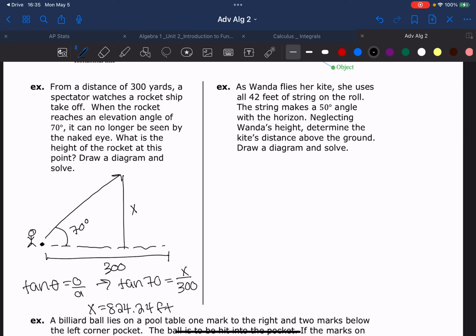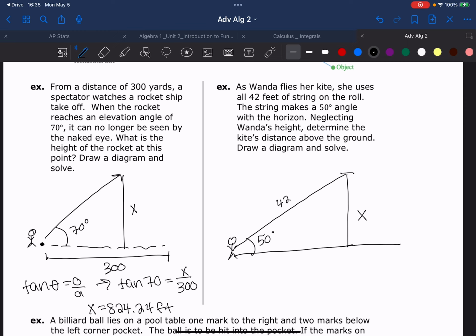Okay, so here's our person, our observer. She's flying a kite, and we know that the length of her string is 42 feet, okay? And we know that she's level with the ground. And they tell us this is 50 degrees. And it wants us to find the height. It says determine the height of the kite from the ground. So we need to find this one here, and this is our x.